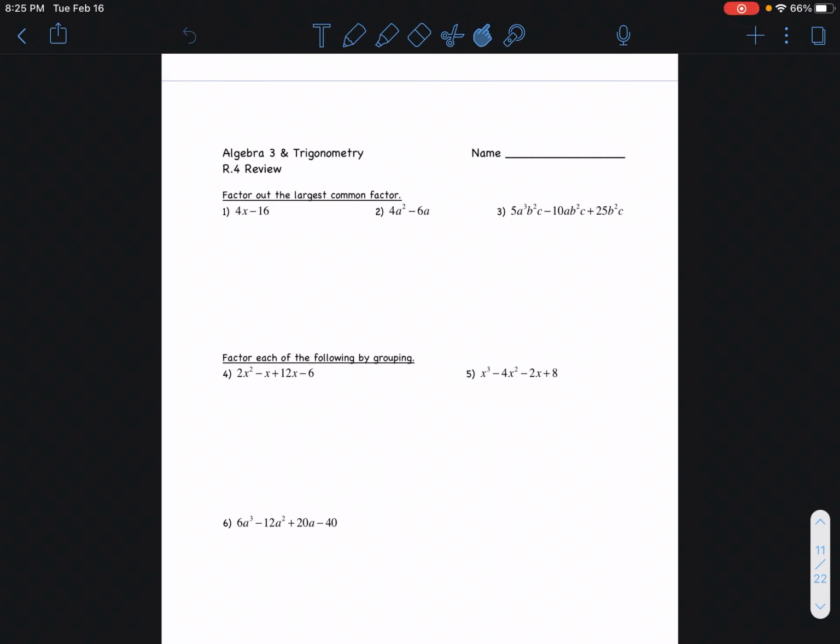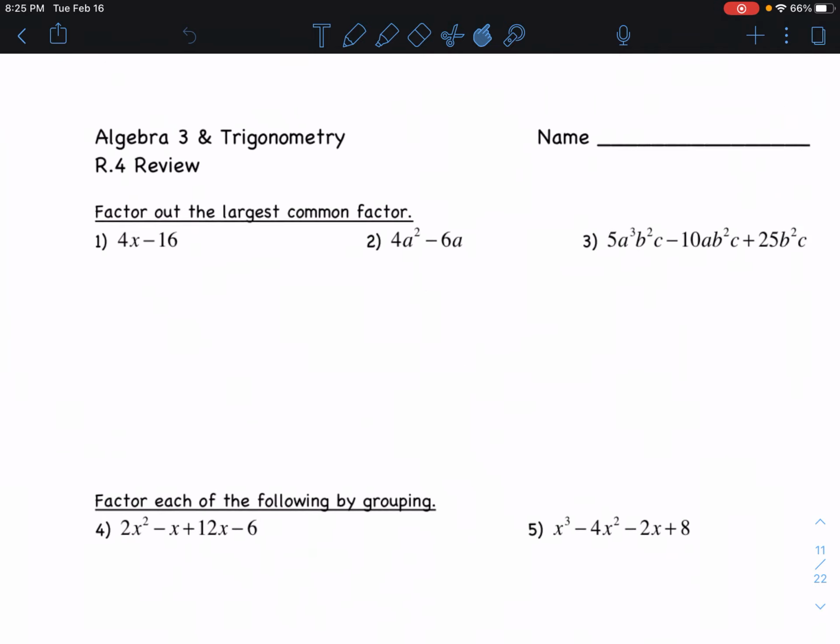Okay, guys, so I'm going to go over this review today, the R4 review. It's to help us get ready for the R4 quiz. It's going to look a lot like this. So the quiz is going to theme around factoring, of course.